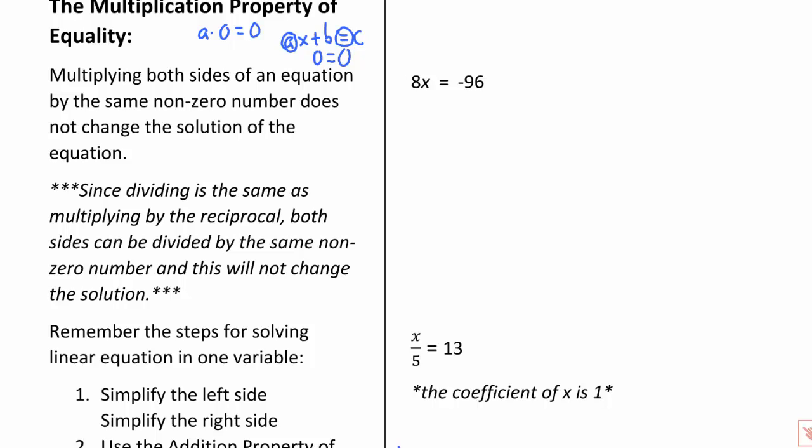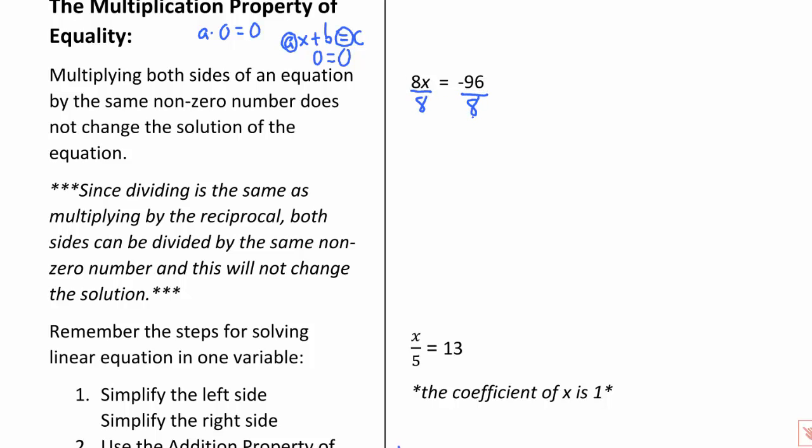In this video we're going to start out with 8x equals negative 96. Again, we want to get x by itself. Now what we could do here is multiply by 1/8 on both sides, and then multiply 96 times 1/8 and do all that fun stuff. However, we can actually go ahead and just divide by 8.